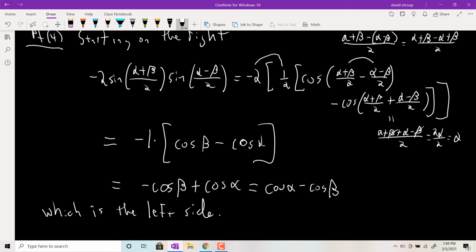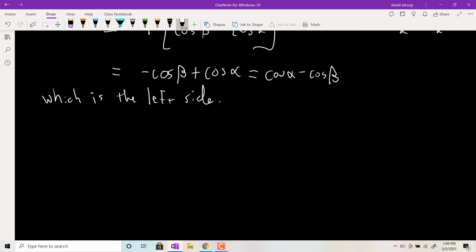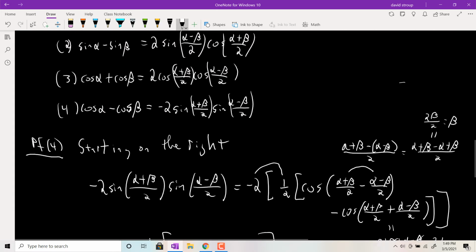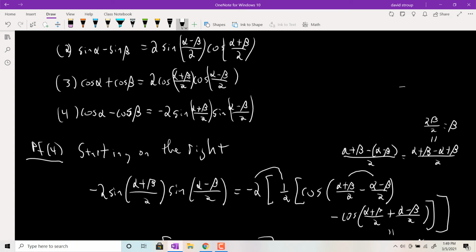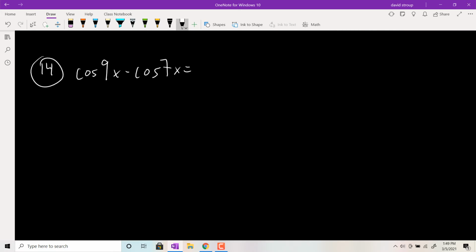All right. Okay, let's look at some problems from the book. So this time you're given a sum or a difference, and you want to convert that into a product using the appropriate formula. So this one is cosine of 9x minus cosine of 7x. Okay, so going up to my formulas, I have cosine minus cosine. So that's formula 4. So I'll just plug that in. It's plug and chug, right?